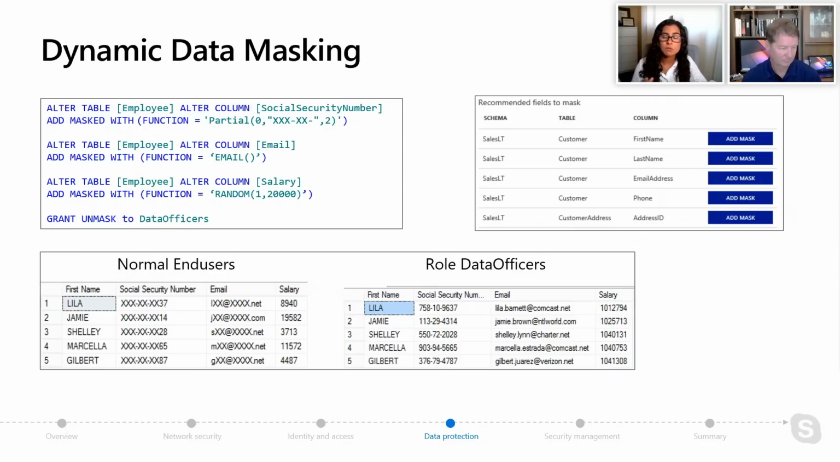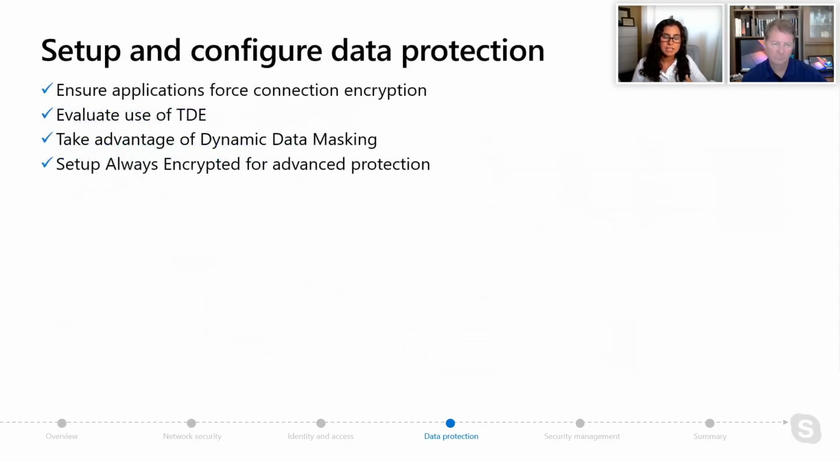And you can use T-SQL or the portal to add other masks as well, but you're also going to get these recommendations. So as we think about the capabilities around data protection and the tasks related to that, you really want to ensure that your applications are forcing connection encryption if possible. That's going to help make it more secure.